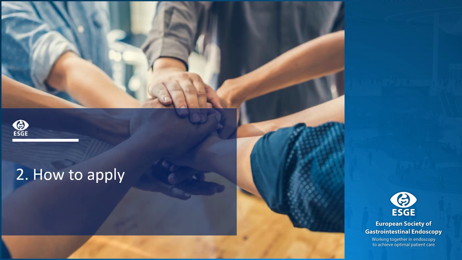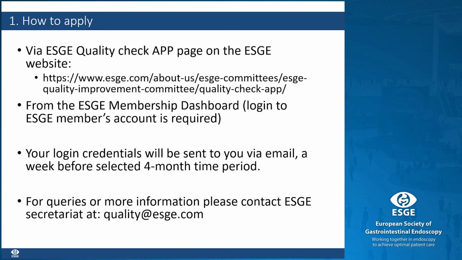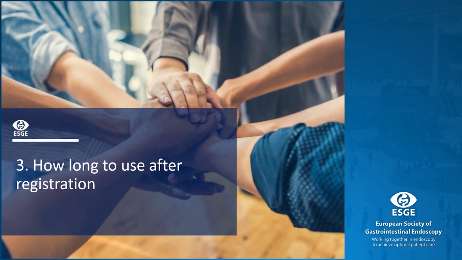So how to apply to use the app? You can apply in 2 ways. Either through the ESGE website on the Quality Improvement Committee webpage, where you can find a section on the app, or you can access it through the ESGE membership dashboard, which is available after login to an ESGE member account. You will receive login and instructions via email a week before the selected active period for the app. You can also ask questions by email as shown on the slide.